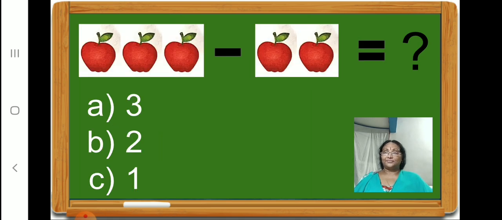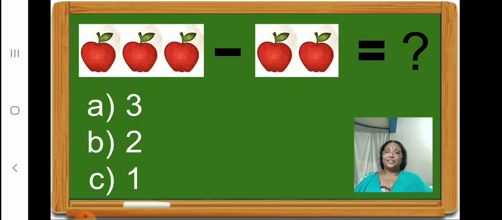Children, here we have red juicy apples on the left hand side. But how many apples are there on the left hand side? 3. And how many apples are on the right hand side? 2. Children, now we have to minus 2 apples from 3 apples.